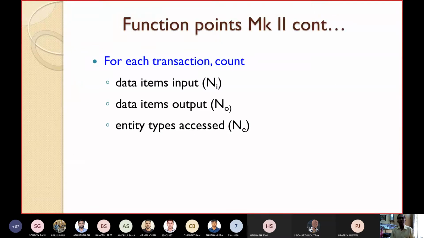So how does it work? This Mark II or Symons function point works as follows. Let us first take the symbols that we'll use for each transaction. First, you count the data items input, the data items which will be input, and you note it as NI. Data items which will be produced as output, NO. Then the entity types which are assessed during the computation, represented as NA.